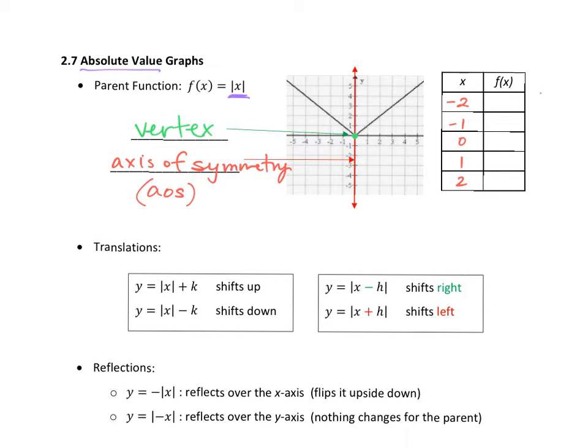So if I plug in the absolute value of -2, so I'm just plugging it into this, right? If I do that, I get 2. If I plug in the absolute value of -1, I get 1. If I plug in the absolute value of 0, I get 0. Absolute value of 1 is 1. Absolute value of 2 is 2. So you can see 0, 0, 1, 1, 2, 2, -1, 1, -2, 2 gives you this graph. Okay, so that's your parent function for absolute value. It is always a V shape.